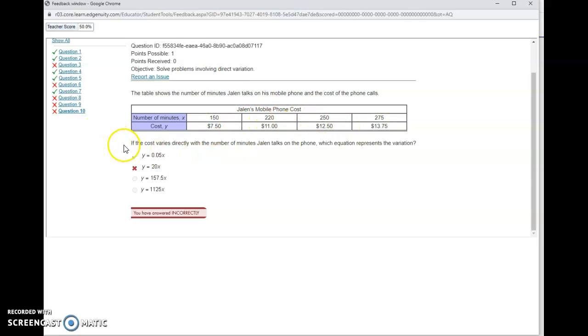And it tells you that it starts at 0. Jalen talks on the phone for 0 minutes, his phone bill is $0, which kind of makes sense. But talks for 150 minutes or 220 or 250, once we just divide those, we're going to end up with 5 cents per minute.